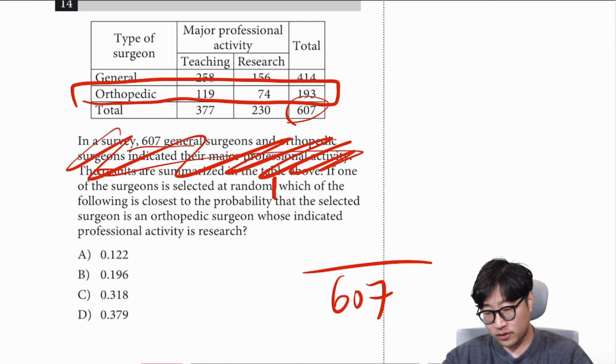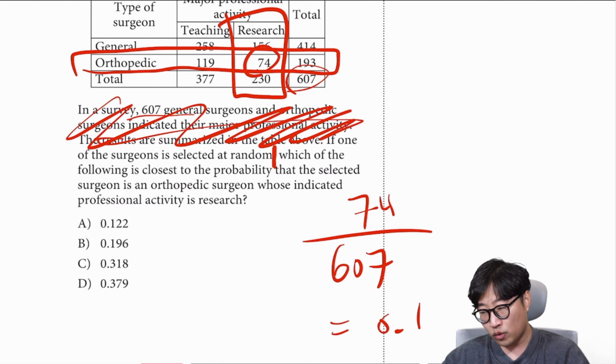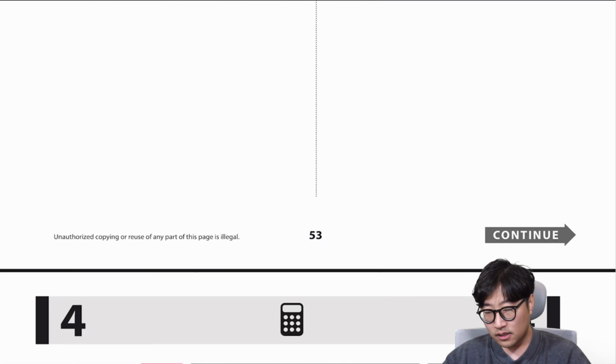Whose indicated professional activity is research. So that's 74 in the overlapping region. So 74 divided by 607. Just punch it into your calculator and it'll give you 0.12191104, which is 0.122. Next, number 15.